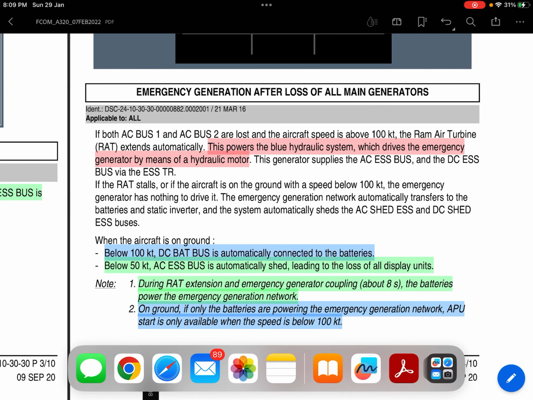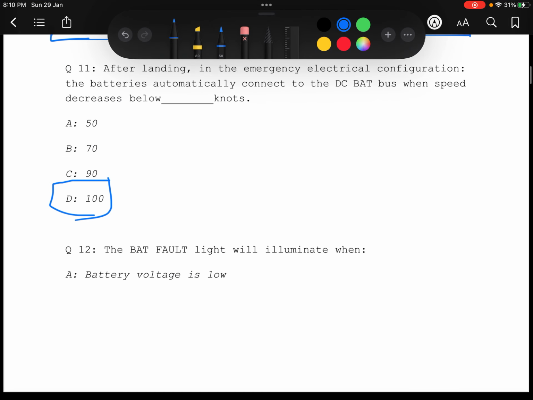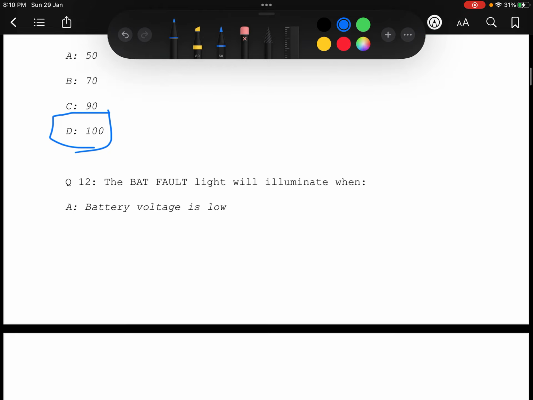I just repeat everything again and again, so that in any of my lines I can explain it to you in a better way. That's the only reason. Option delta, 100 knots. If the same number strikes your mind again and again, then definitely it will stay for a longer duration. So that is also one of the reasons I repeat things again and again.